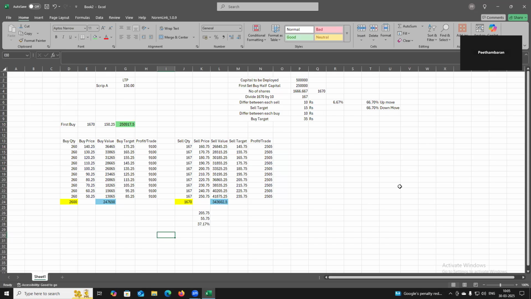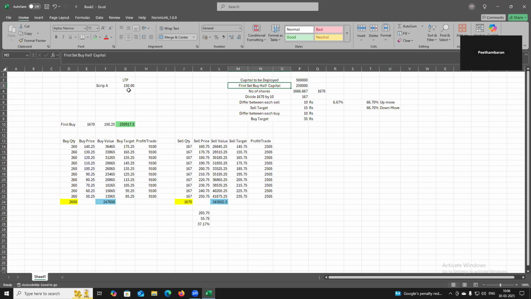Today, I would like to share a simple strategy where you can trade any stock that you like from Nifty 50, preferably because Nifty 50 stocks are stable. Suppose you are planning to invest 5 lakh rupees in one stock. You can see here the capital to be deployed, I have said as 5 lakhs, and I will buy 50% of that capital at one go.